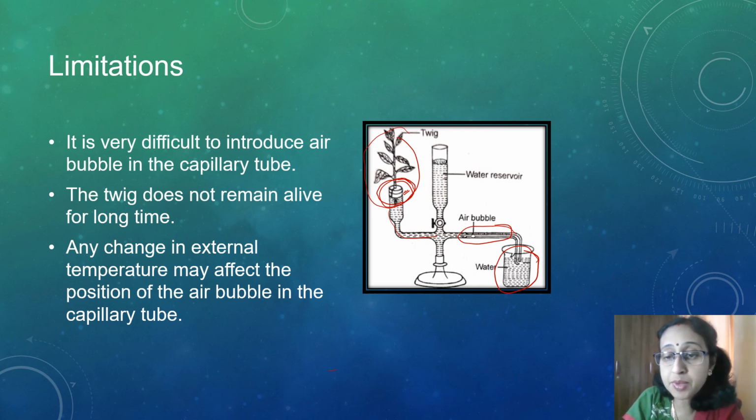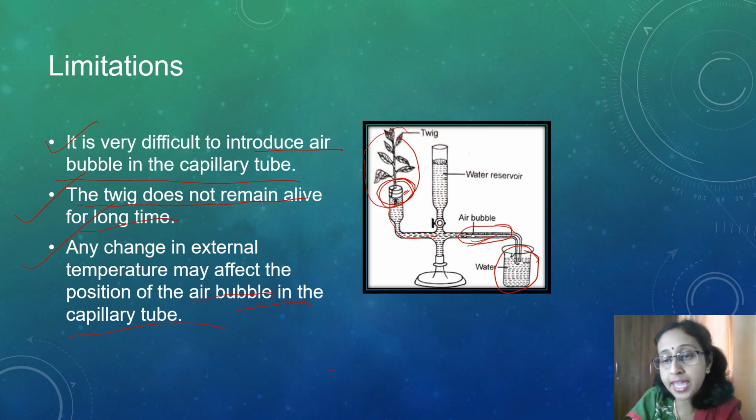So what are the limitations of this Ganong's potometer experiment? This is a very important question which generally comes in your exams. It is very difficult to introduce air inside the capillary tube. The twig does not remain alive for a long time, and any external temperature may affect the position of the air bubble. Suppose it is very windy or stormy outside, the air bubble in the capillary tube can get disturbed. It's just a mere bubble.